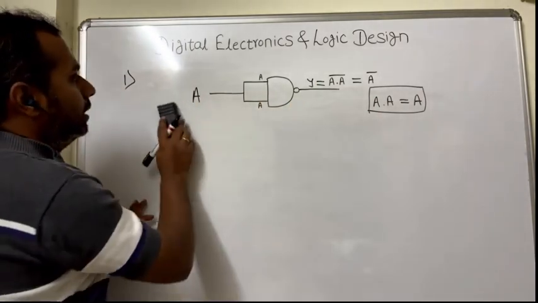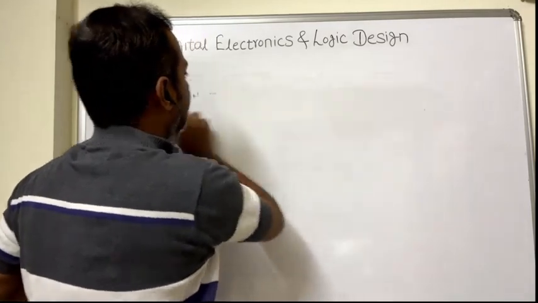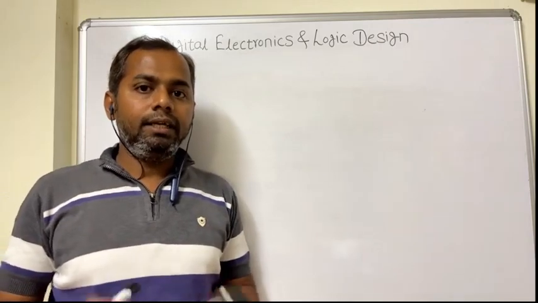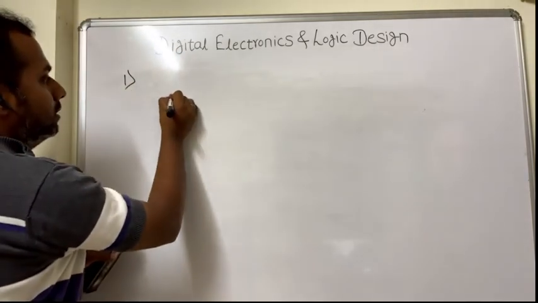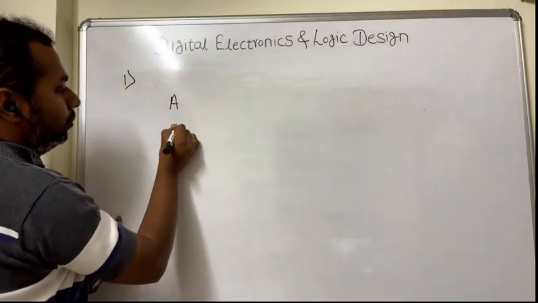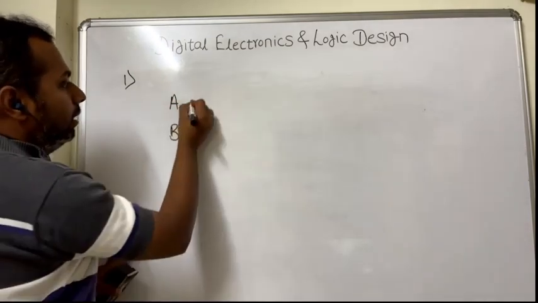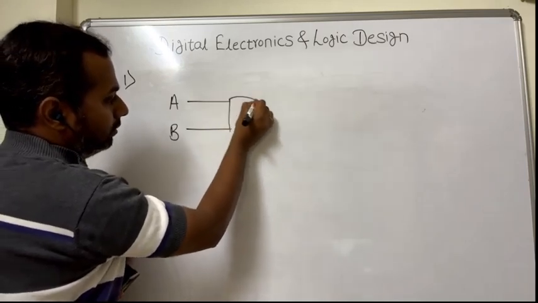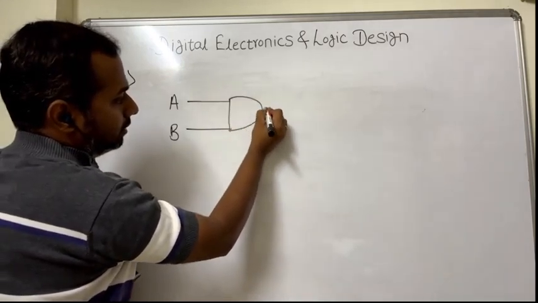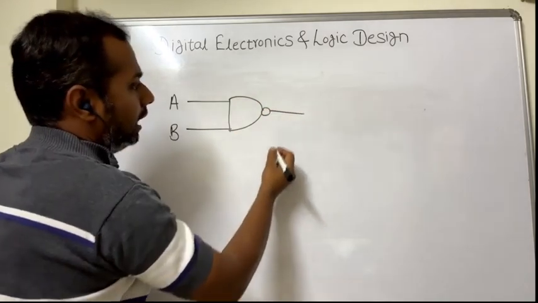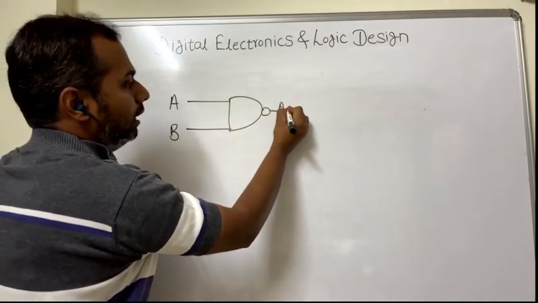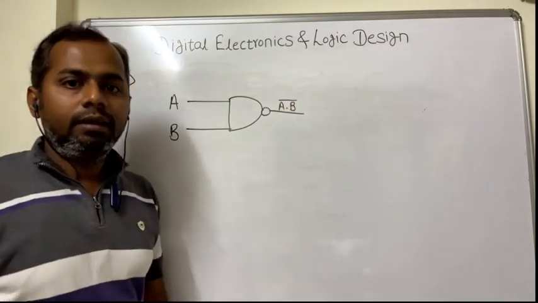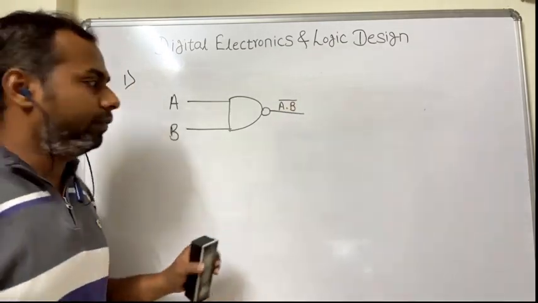That is one thing. Second, realization of AND gate using NAND gate. Suppose I am having 2 inputs A and B. If I apply those 2 inputs to a NAND gate, then I will get output (A and B) whole complement. That is the NAND gate output for 2 input variables.